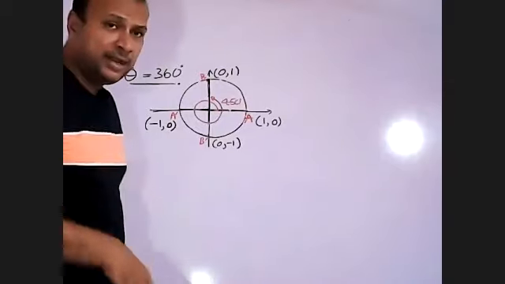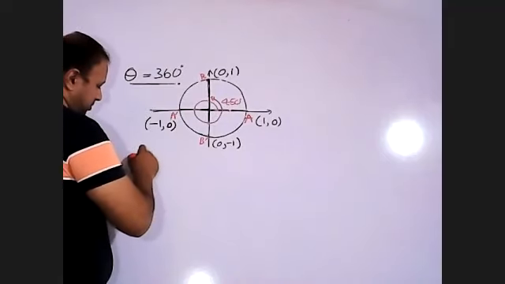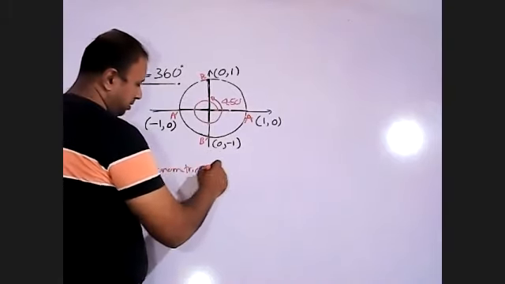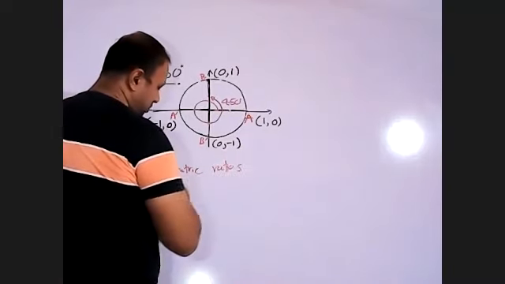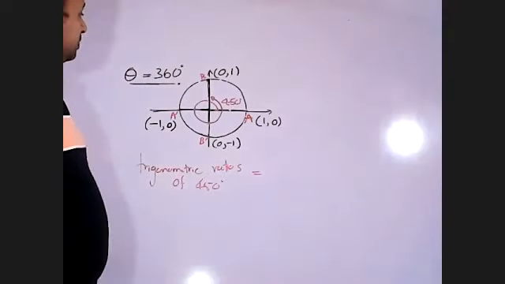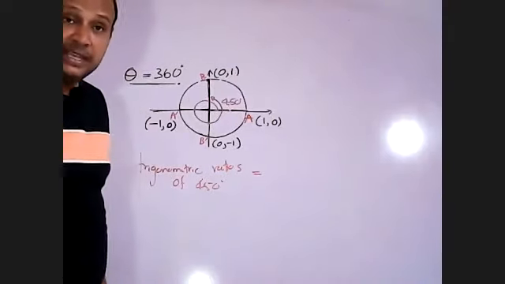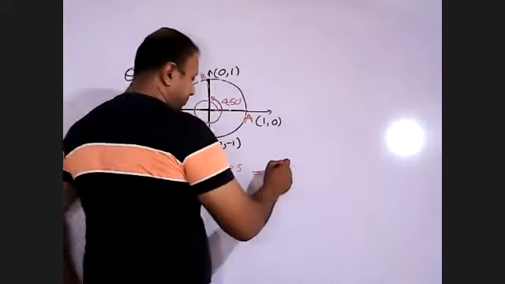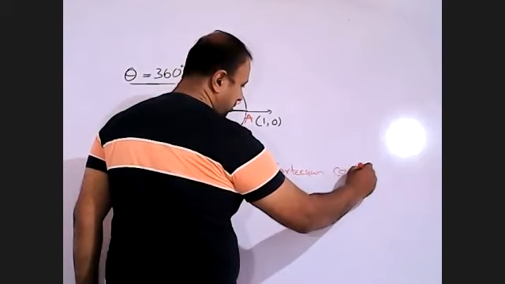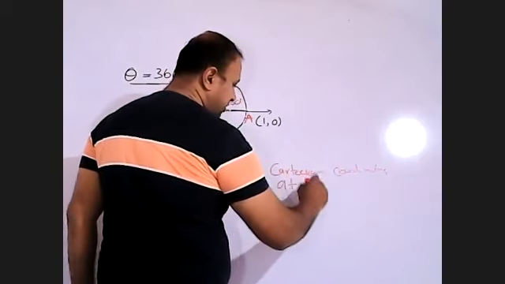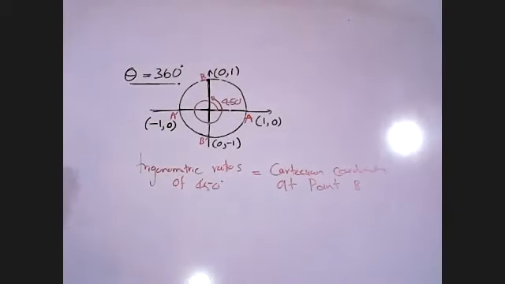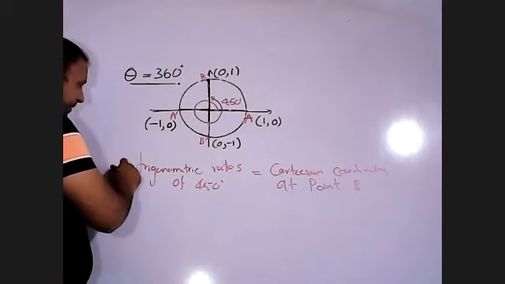Trigonometric ratios of 450 degrees are equal to the Cartesian coordinates at point B.